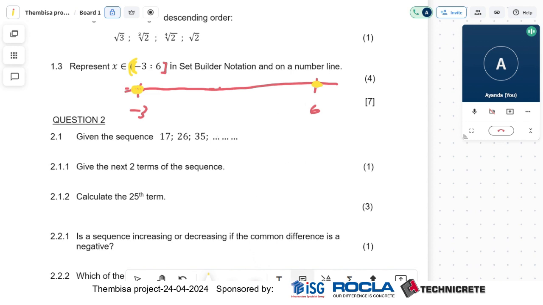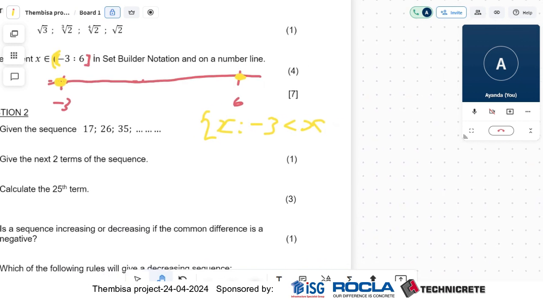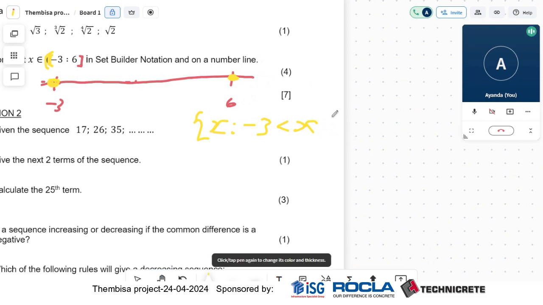So set builder notation just means using curly brackets. So what that would look like is we'd have x is an element from -3. X needs to be greater than -3 since it's not included. But it must be less than or equal to, since it's included, 6. And very importantly, we need to express that x is an element of real numbers. And that's it.